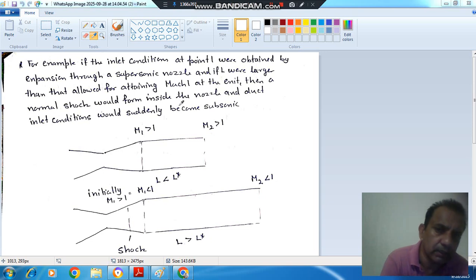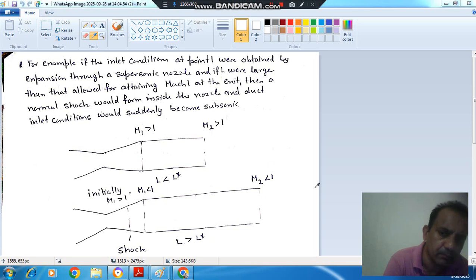Now what happens when the length is more than that critical length? Same way as we have studied in Rayleigh flow. For example, if the inlet condition at point 1 were obtained by expansion through a supersonic nozzle, so here we have Mach number more than 1 obtained from the supersonic nozzle, and if L were made larger than that allowed for attaining Mach 1, and if this length is less than critical length, then the flow will remain supersonic and M2 will be greater than 1.